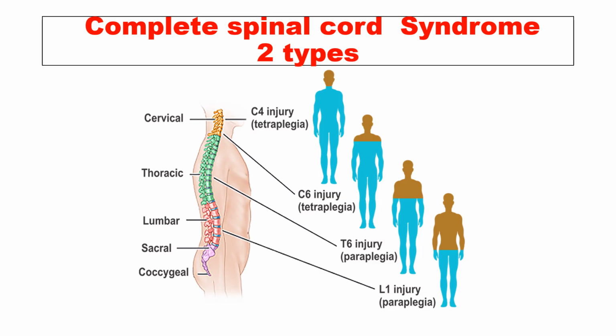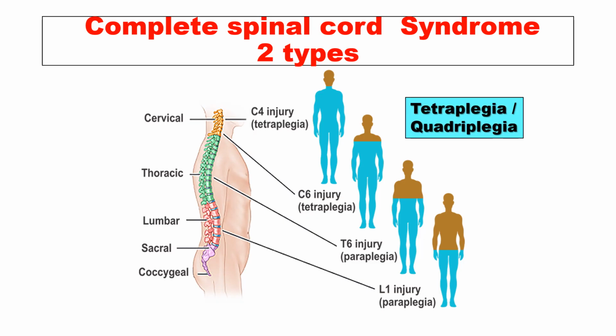Complete spinal cord syndromes are two types: tetraplegia or quadriplegia, with injury at C4 or C6. Injury of the spinal cord at T6 or L1 can lead to paraplegia. So, two types of complete spinal cord syndromes.